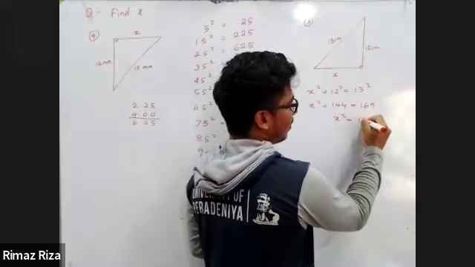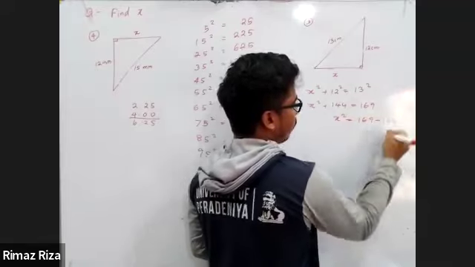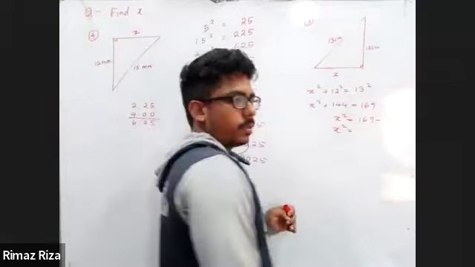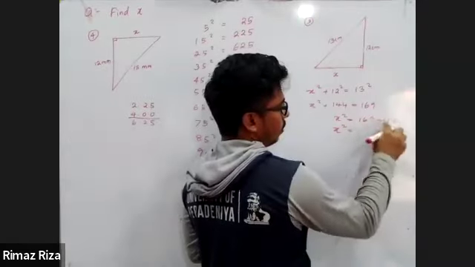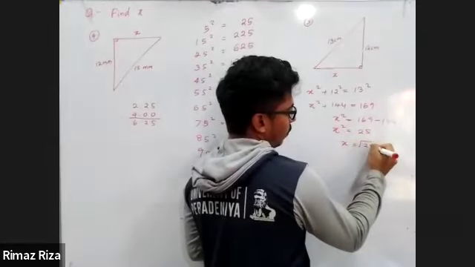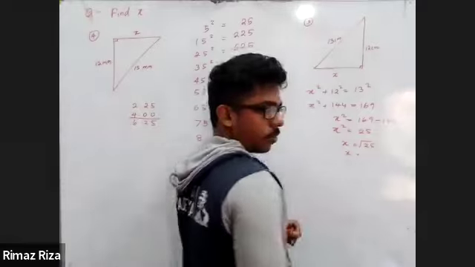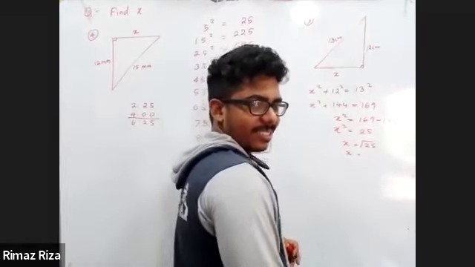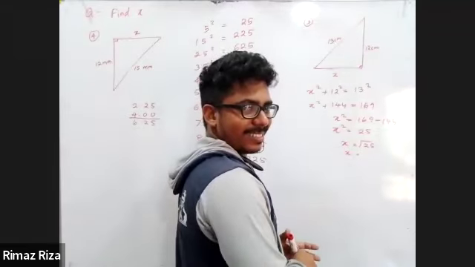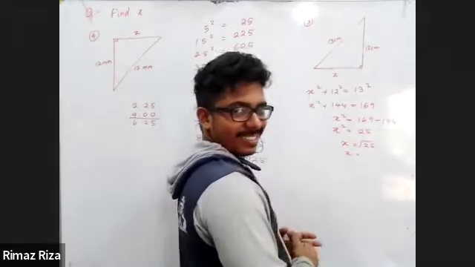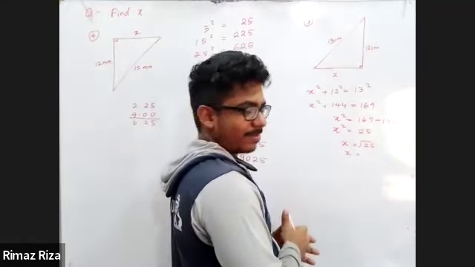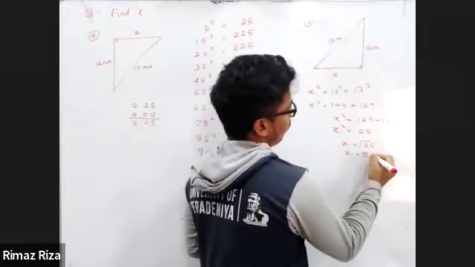x squared is equal to 169 minus 144. x squared is equal to, if you subtract, it will be 25. 9 minus 4, 5; 6 minus 4, 2; 25. So x equals square root of 25. Hafiz, what is square root of 25? Ibrahim? 5. 5 centimeter.